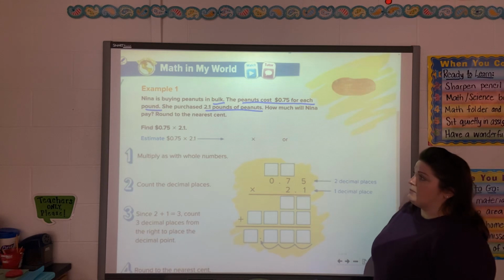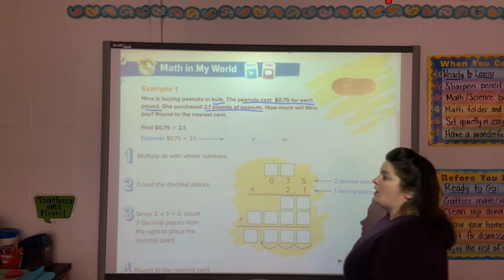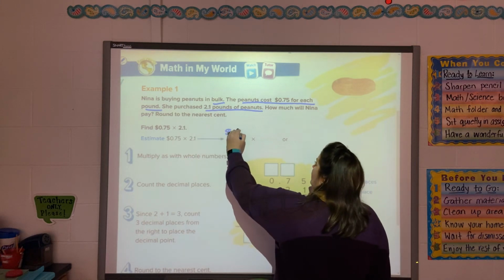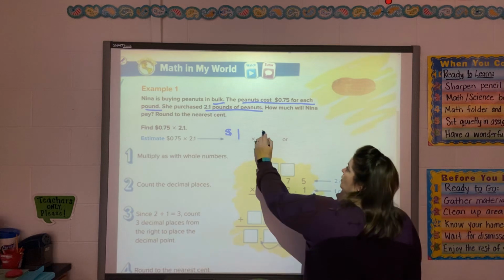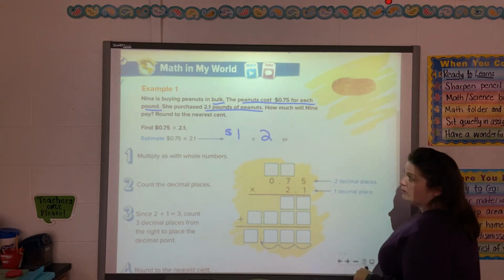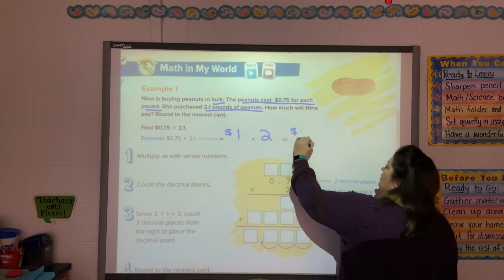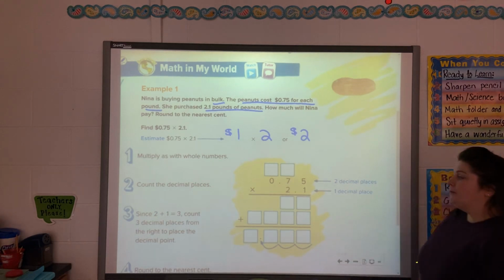First, let's do an estimate. If we take 75 cents and round it, it's close to $1. And 2 1/10 is close to 2. And $1 twice is $2. So our estimate is about $2.